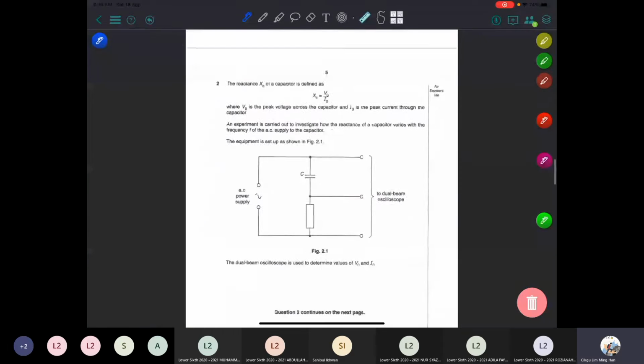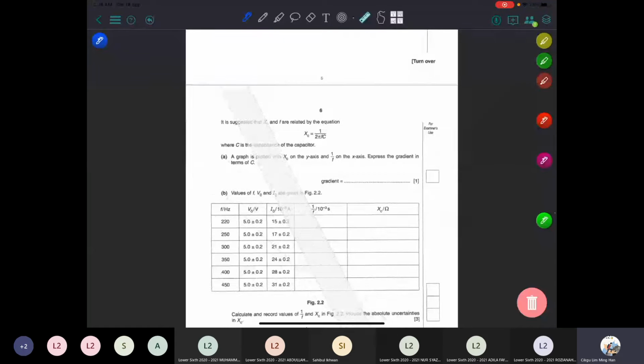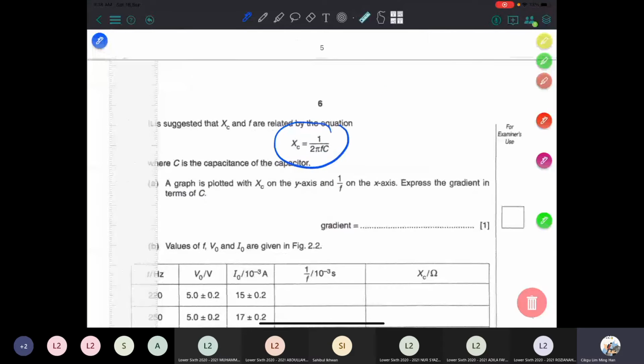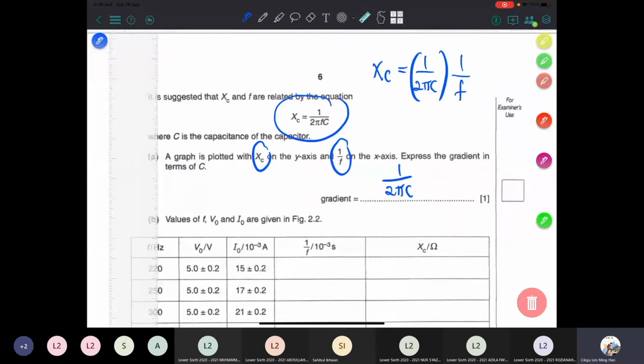All right. We look at question number 2 here. Question number 2, I'm very surprised. Some of you actually make a mistake on this one. When you make the gradient, it will be XC equal to 1 over 2 pi C and then 1 over f. You want to make this XC the subject. So your gradient is 2 pi C only, and then somehow you miss out the C.